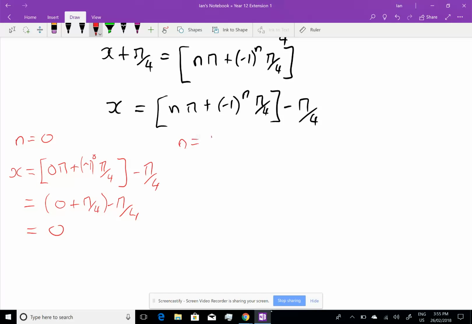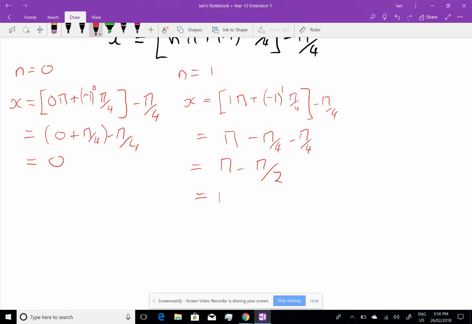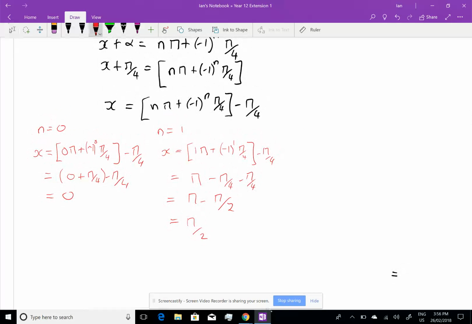Well, when n equals 1, I get x equals 1 pi plus minus 1 to the 1 pi on 4 minus pi on 4, which gives me pi minus pi on 4 minus pi on 4, which gives me pi minus pi on 2, which is pi on 2. Well, there's my first two solutions. What about when n equals 3?